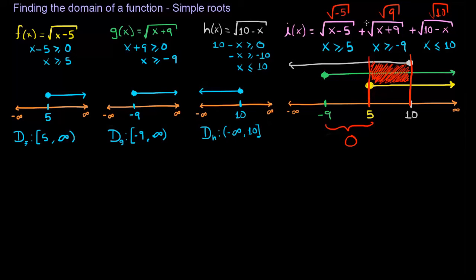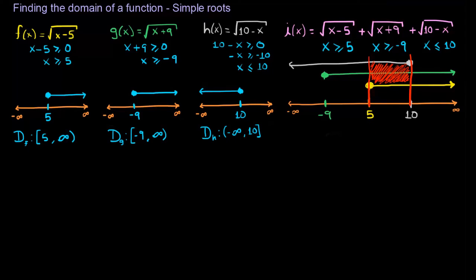Here comes the thing, because in order to find the proper domain, you have to find the values where i of x is a real number. You will get a real number as a result. So that's why this line-drawing and graph approach works out so nicely, because where they all meet is where the proper domain is, which would be here between 5 and 10.